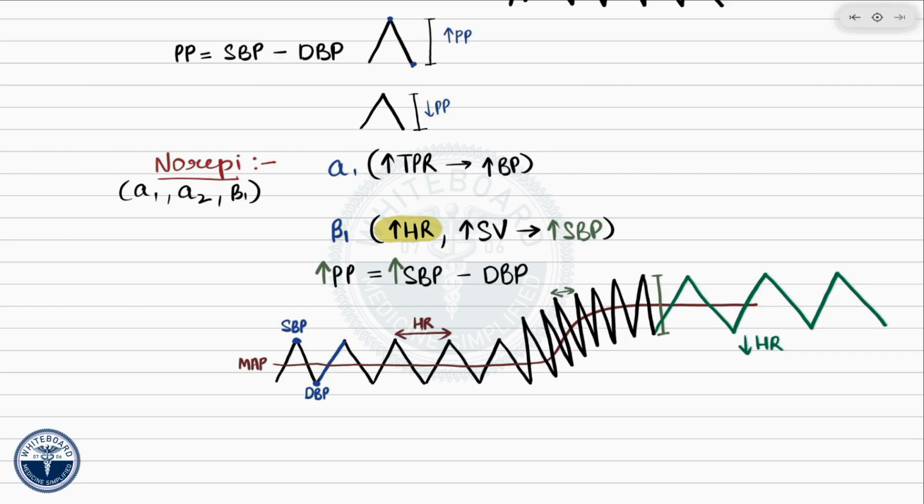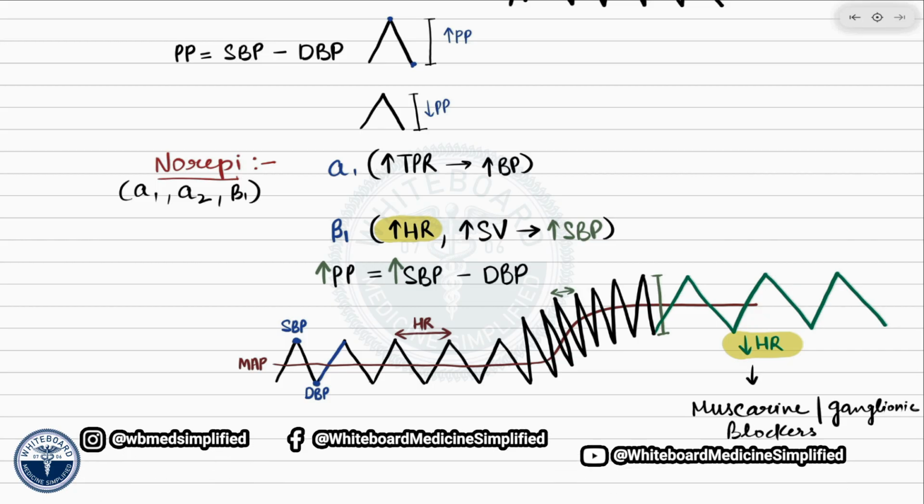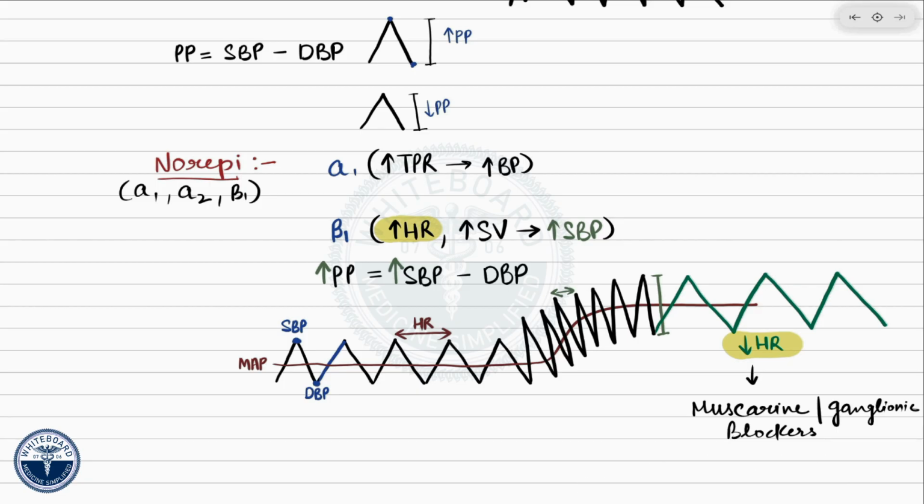This is why the classic norepinephrine tracing shows a marked increase in blood pressure accompanied by a decrease in heart rate. However, it's important to understand that reflex bradycardia is not a direct effect of norepinephrine. It is a compensatory response produced by the body. If we were to block the parasympathetic reflex, for example with muscarinic blockade or a ganglionic blocker, we would unmask the true beta 1 effect of norepinephrine and observe tachycardia instead.